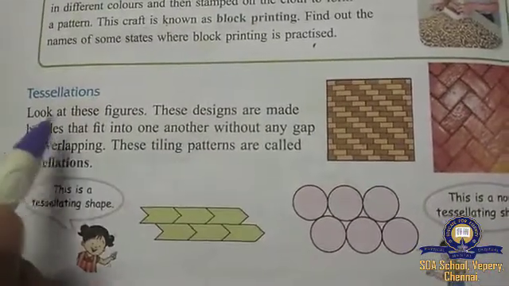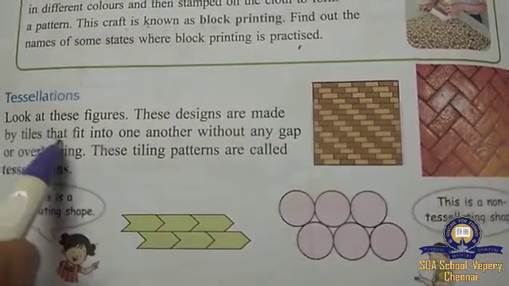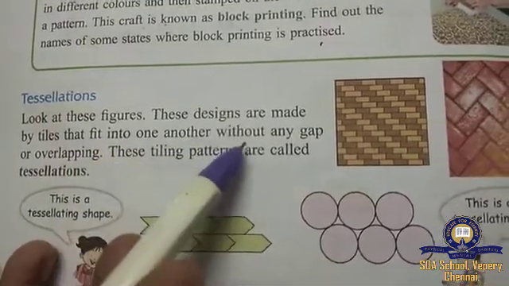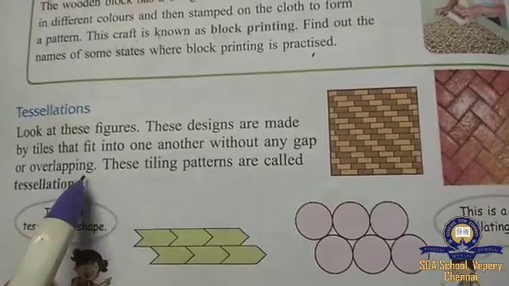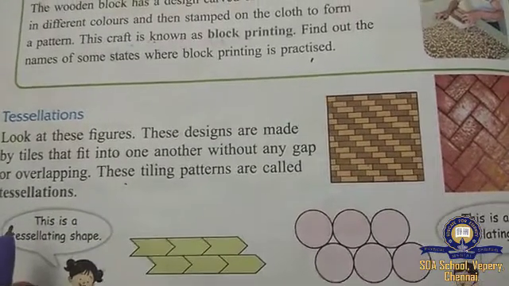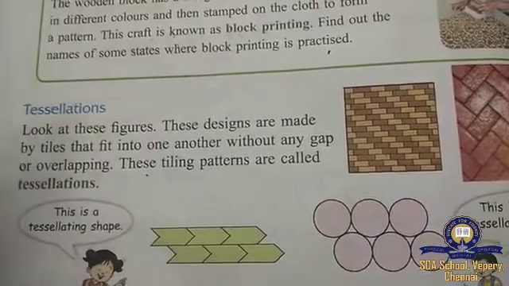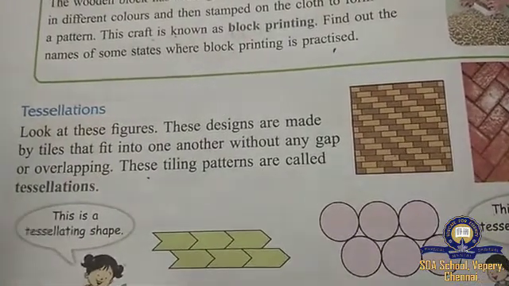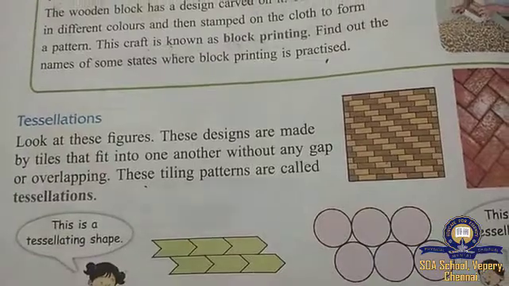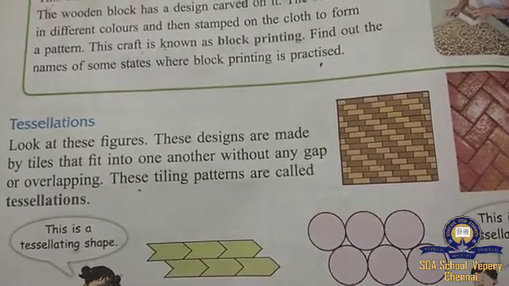Okay, now tessellations. Tessellations. Look at these figures. These designs are made by tiles that fit into one another without any gap or overlapping. These tiling patterns are called tessellations. If you take blocks, have you seen the blocks, children? When you hold them, the blocks will be going inside. So that is called a tessellation. It should not be overlapping. It should fit into one another.